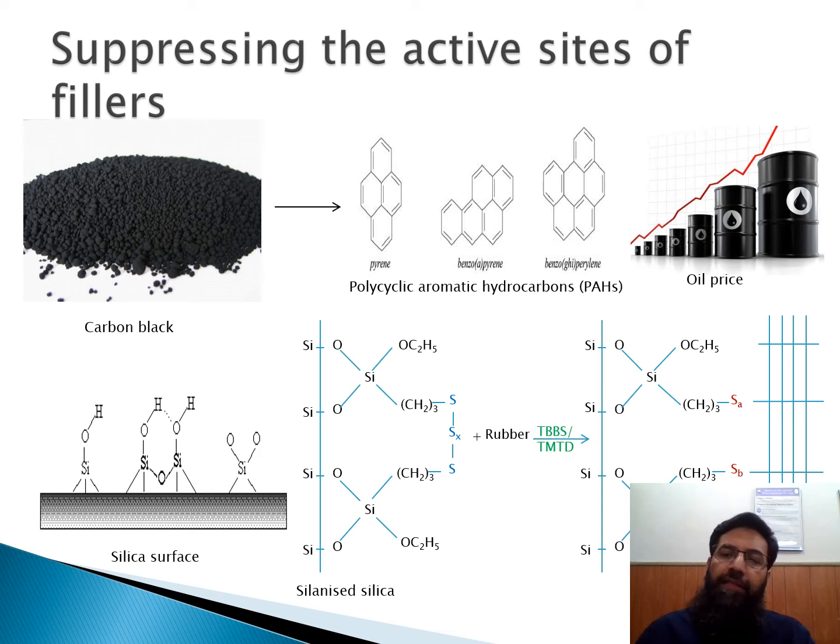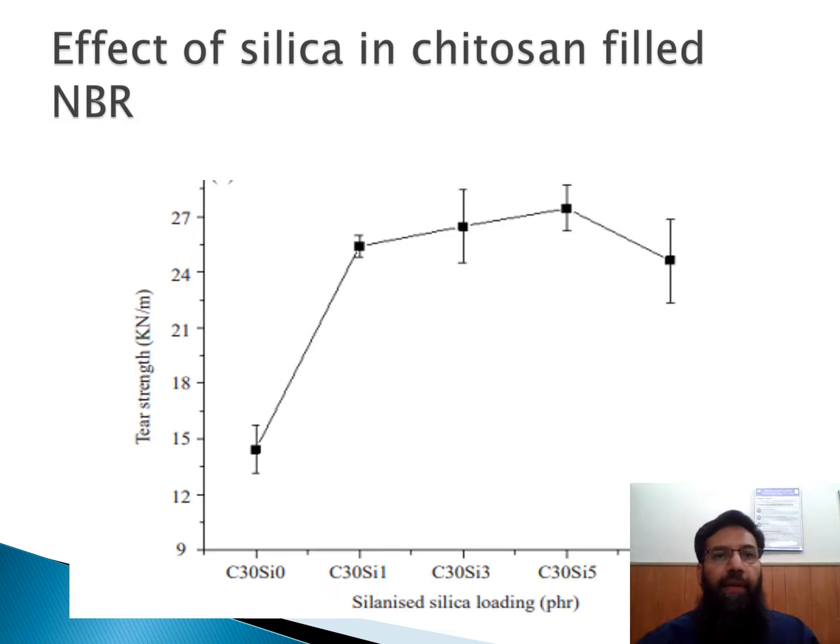We did use different fillers in our work. We checked the effect of the different fillers on the compounds of different polymers and elastomers. You can see on your screen there is a graph which is showing the effect of the tear strength with the loading of the silica. As we increase the silica loading from 0 to 6 PHR, you can see there is an increase in the tear strength up to the 5 PHR loading, and afterwards there is a bit of decline in the tear strength.